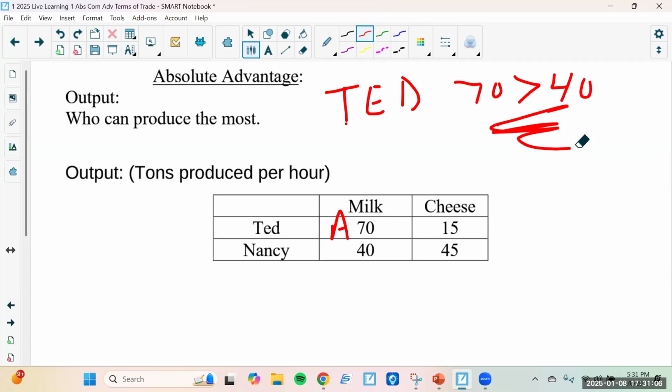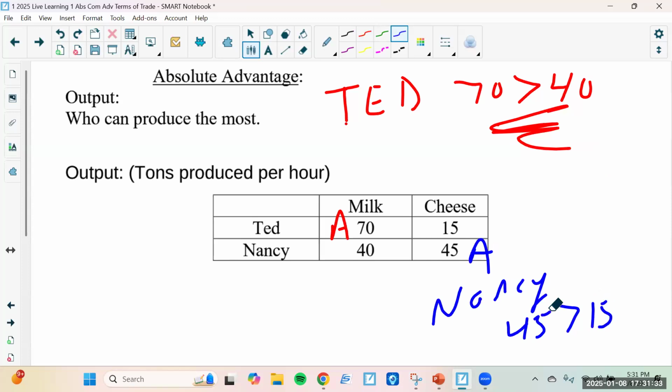This is called technical writing. I'm going to have to teach you all that. Definitely do not write paragraphs. You ready to hear what I'm saying? Do not write paragraphs. Just answer the question. Okay, who has the absolute advantage in cheese production? Obviously, the answer is Nancy, because 45 is greater than 15. So for cheese production, it's Nancy, because 45 is greater than 15. That's your answer. Okay, that's absolute advantage.